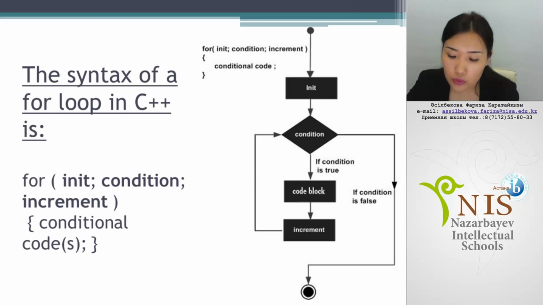The initial step is executed first and only once. This step allows you to declare and initialize any loop control variables. You are not required to put a statement here as long as a semicolon appears. Next, the condition is evaluated. After the body of the for loop executes, the flow of control jumps back up to the increment statement. This statement allows you to update any loop control variables.